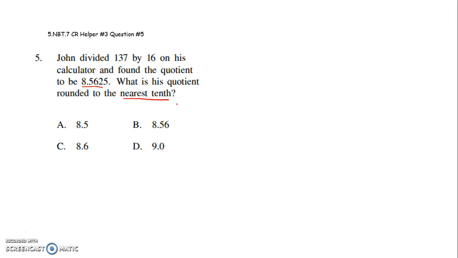Okay, so we want to round to the nearest tenth. 8.5625. If we want to round to the nearest tenth, what I'm really asking you is, is this number closer to 8.6 or 8.5? That's what it means if we're going to round to the nearest tenth. You're asking yourself, is this number right here closer to 8.5 or 8.6?